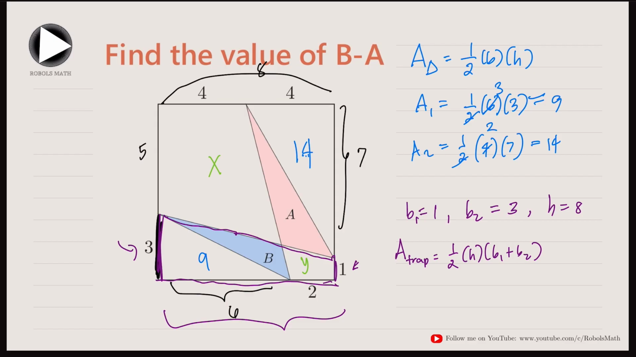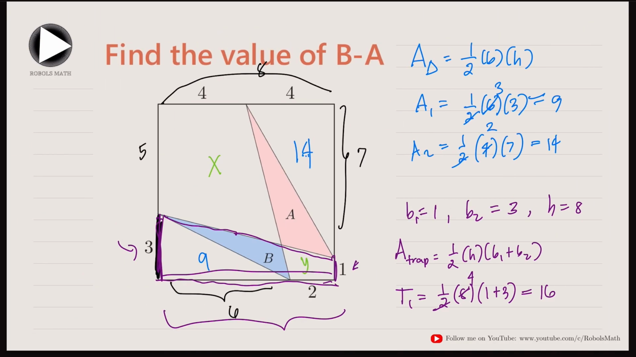So the area of the trapezoid below is, let's call it, no, B is a bad letter. Let's call it T. T1 equals 1/2 times the height, which is 8, times base 1 plus base 2, which is 1 plus 3. Then we simplify that, we get 16. Therefore, the trapezoid at the bottom has an area equal to 16.